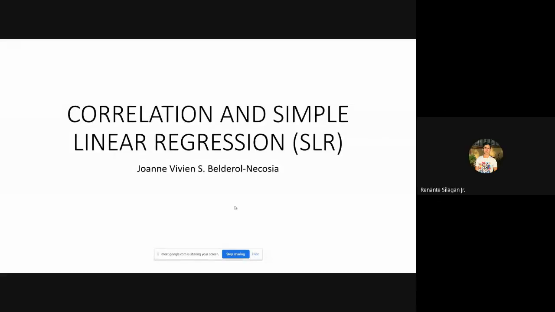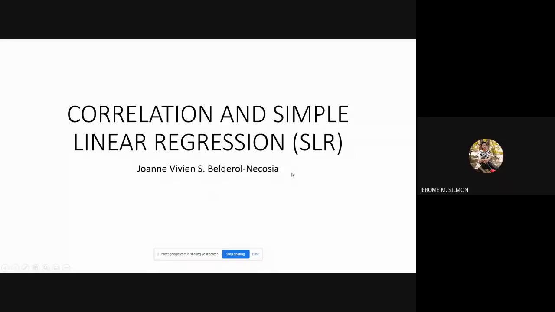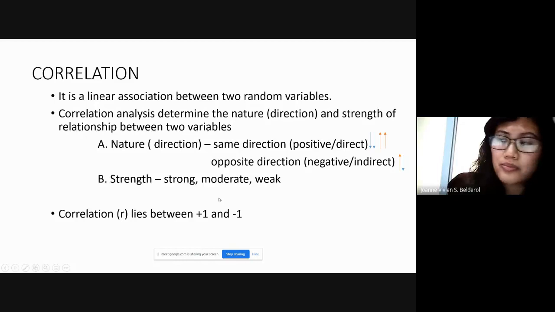Yes, ma'am. So for this afternoon, we will talk about correlation. Simple linear regression will then follow if we still have time. Did you talk about correlation in your previous stat class or not yet? Not yet, ma'am.